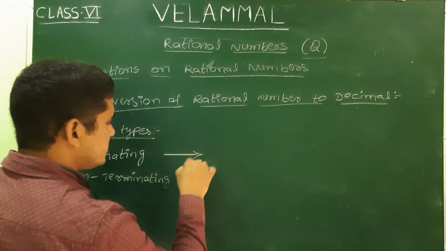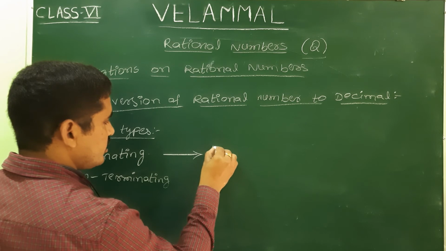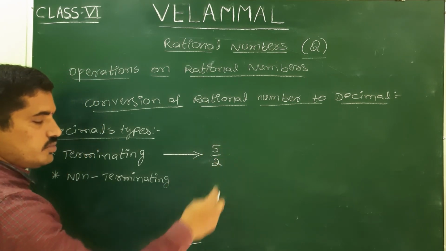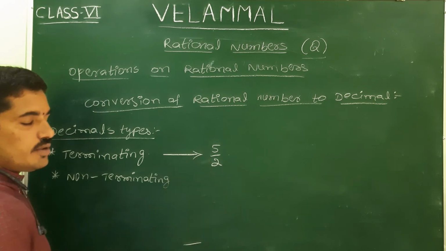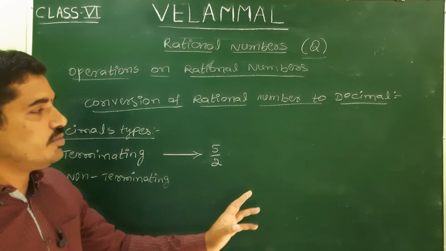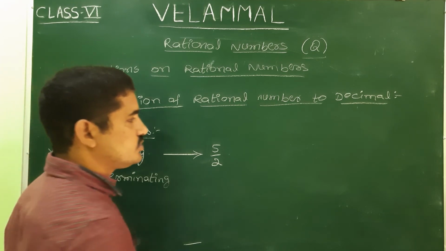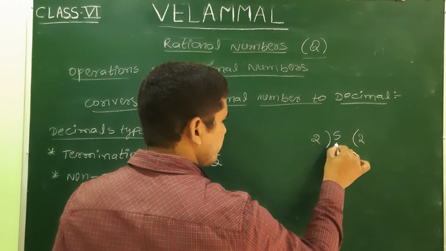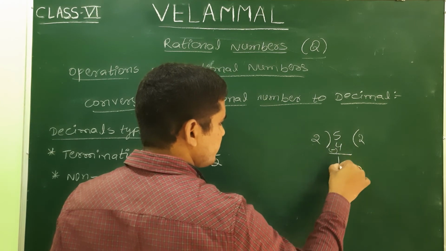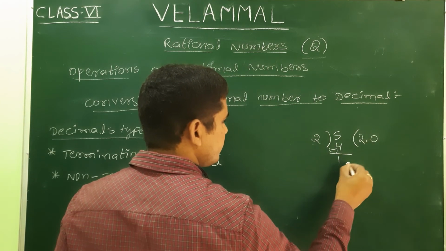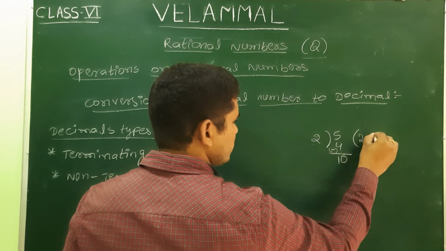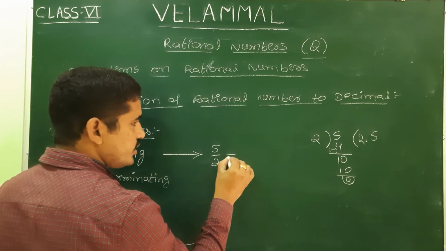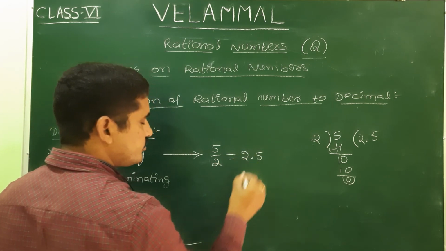Terminating decimal, if we observe, for example, we are doing 5 by 2. This is a rational number. If we convert this 5 by 2 into a decimal, we can convert by using general division. 5 we need to divide with 2, then 2 2s are 4, we subtract, 1 will be the remainder. Then we take 0, 2 5s are 10, so the remainder is 0. So 5 by 2 we can write as 2.5.